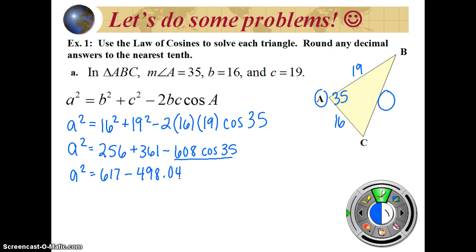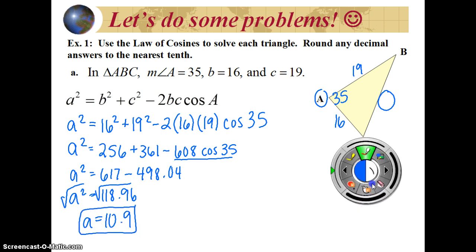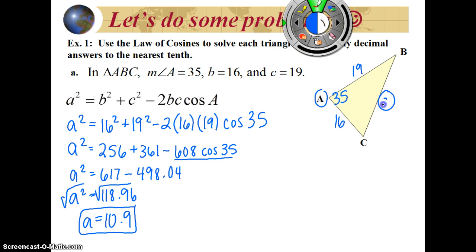So let's do 617 minus 498.04. We get a squared is equal to 118.96. Then we're going to square root both sides. And we get a is equal to 10.9. Now, once you have an angle and the side across, we know that a is equal to 10.9. We can now use the law of sines. So you shouldn't have to use the law of cosines more than once.